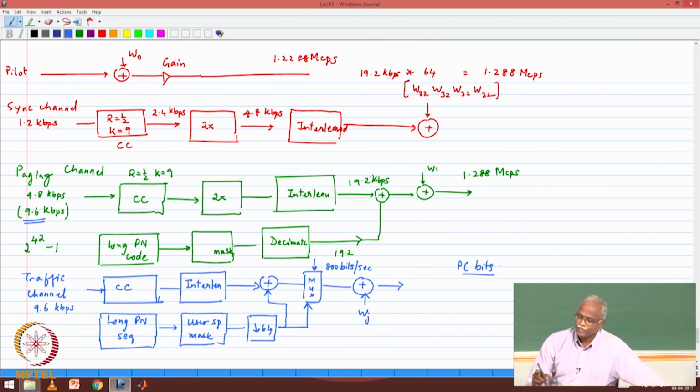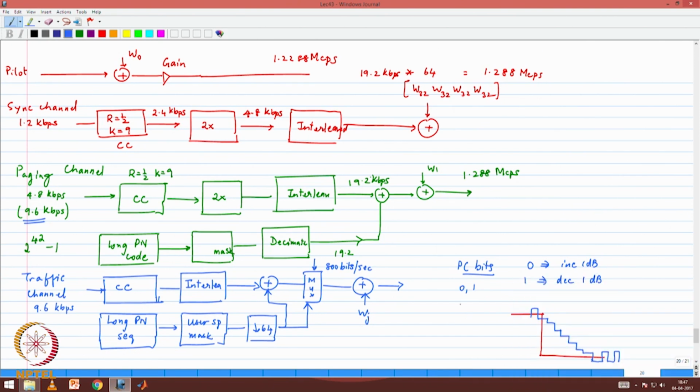What is the base station trying to do? This is what the base station is sending to you. It is sending to you constantly 800 times a second. It sends you either a 0 or a 1. Okay. If it sends you a 0, you have to go up by 1 dB. 0 implies increment by 1 dB. 1 means decrement by 1 dB.